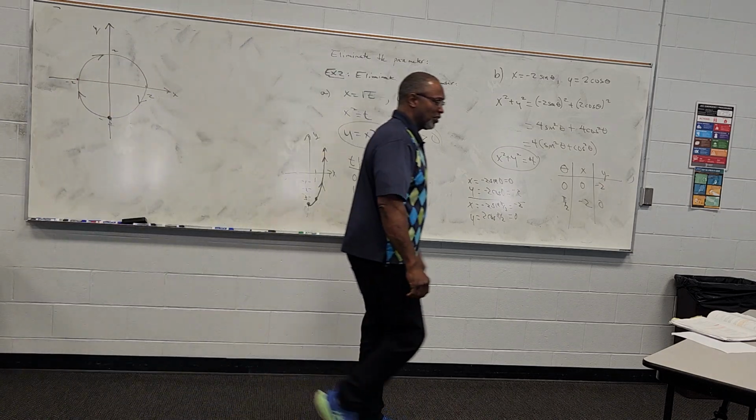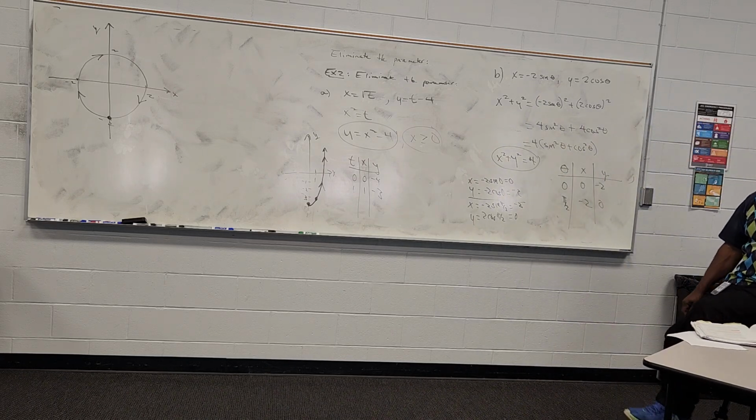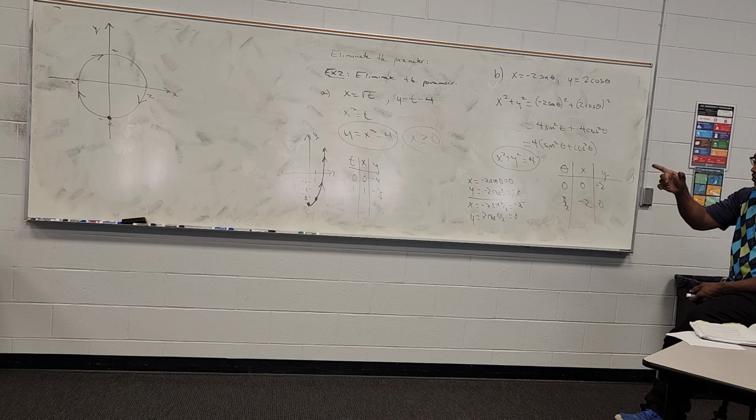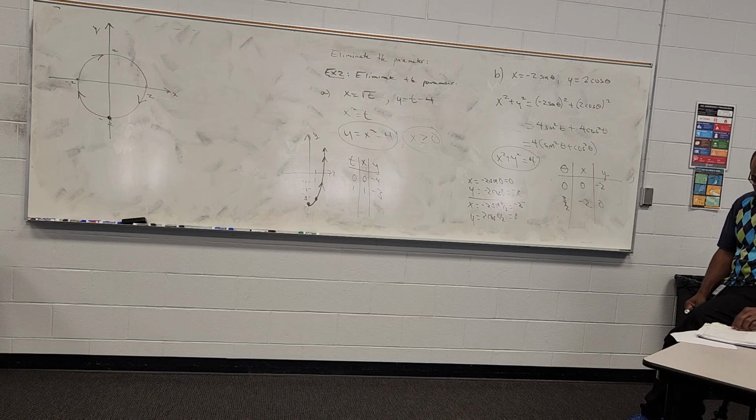Again, with parametric equations, you have to sketch the plane curve, and you have to determine orientation. Which direction am I traveling along that plane curve? For us, we are traveling clockwise around that circle. So it's that easy to eliminate a parameter and to determine orientation. Nothing hard about it. All right.